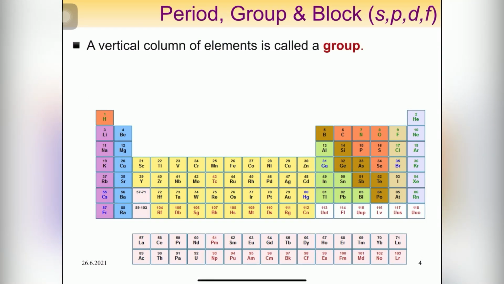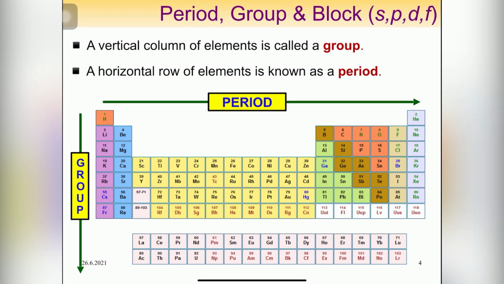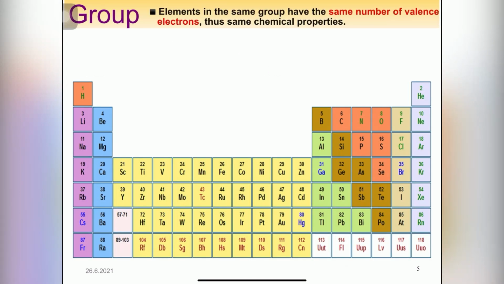A vertical column of elements is called a group. So we have group 1 until 18 in the periodic table. A horizontal row of the elements is known as a period, and there are 7 periods in the periodic table. For group, the elements in the same group have the same number of valence electrons, thus the same chemical properties.